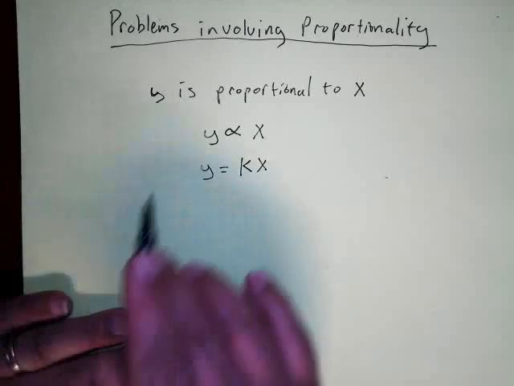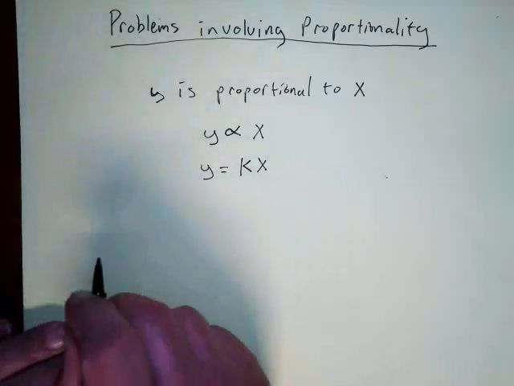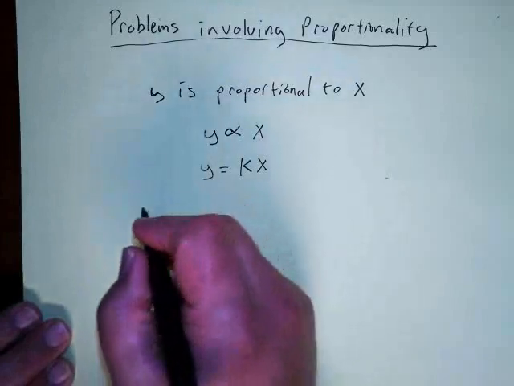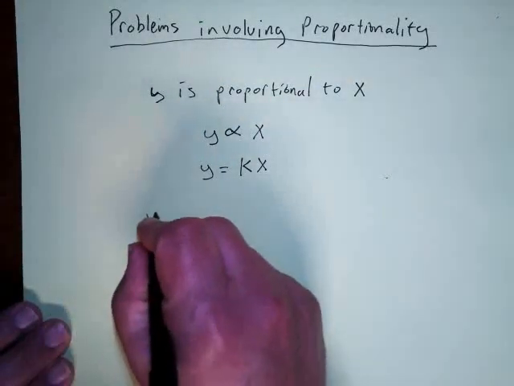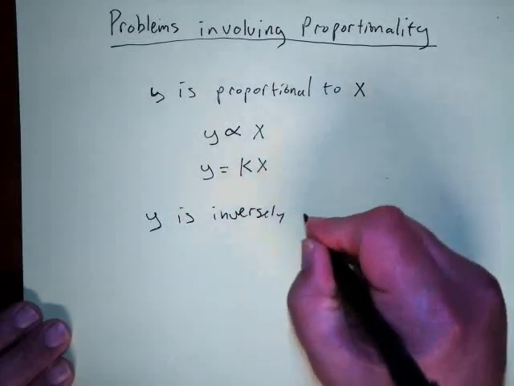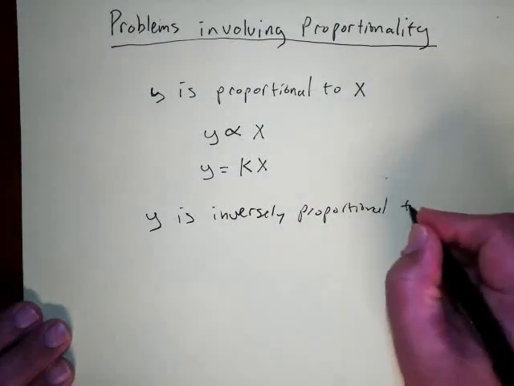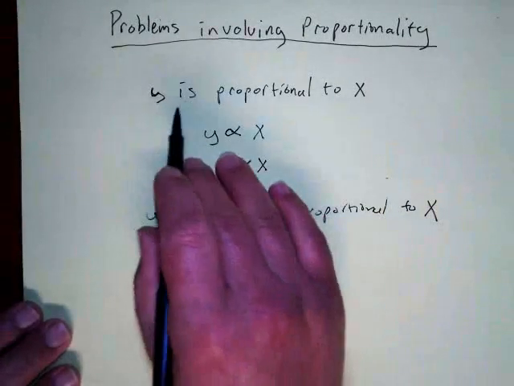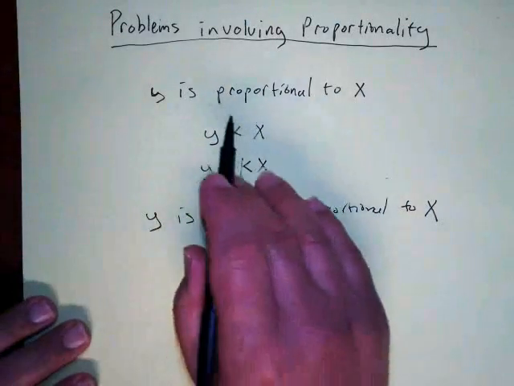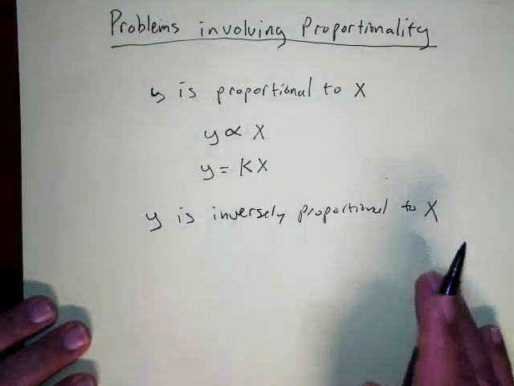Now this is called direct proportionality, but there are other types of proportionality. So let's look at some of these other types. You could have Y is inversely proportional to X. If it doesn't say directly proportional, just assume that it's directly proportional. But you could have Y is inversely proportional to X.